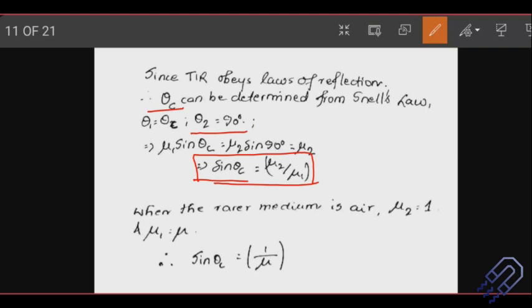You have flint glass and ground glass, and water is 1.33, and you can take the ratio between these two, and then you can see what your critical angle is.